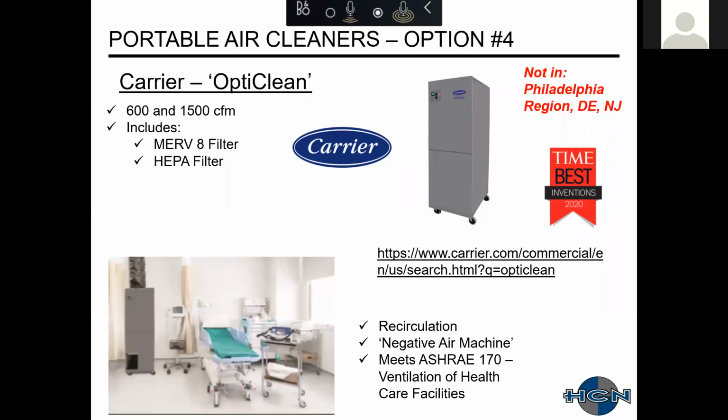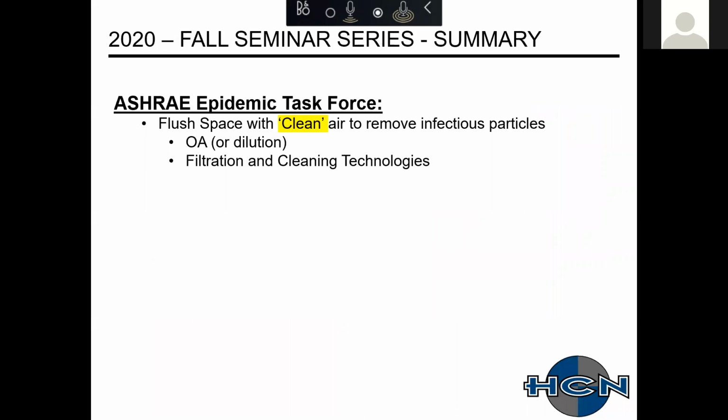The thing that's different about this one is that it could be used for recirculation, but it also could be used as a negative air machine. If you look at the picture on the left, this is showing use in some type of healthcare facility. Air is drawn into the OptiClean unit, and then that black flexible duct on the top is exhausting it outside. So it's creating a negative environment in that healthcare situation, all right?